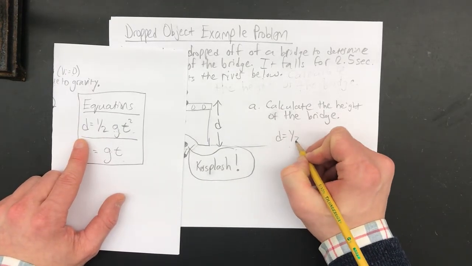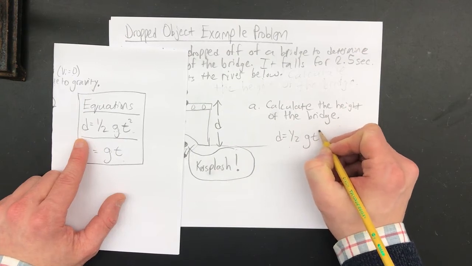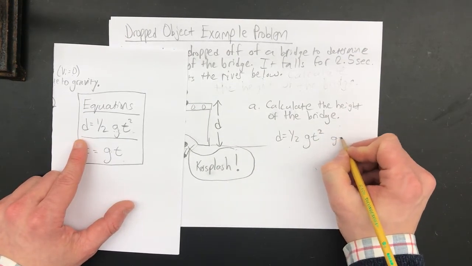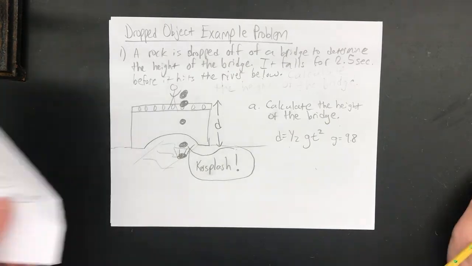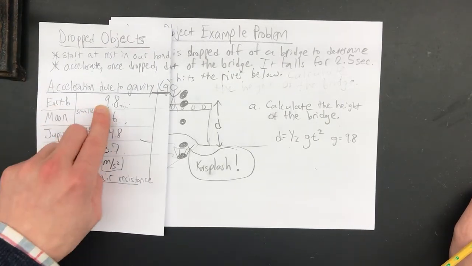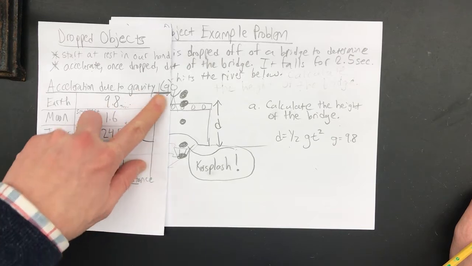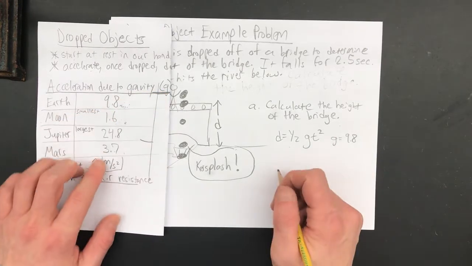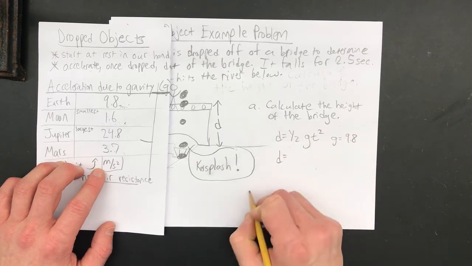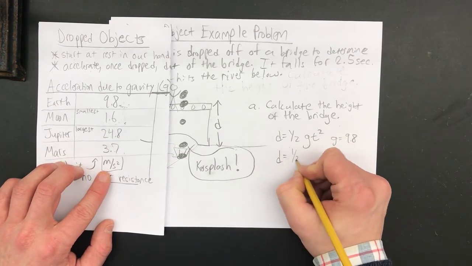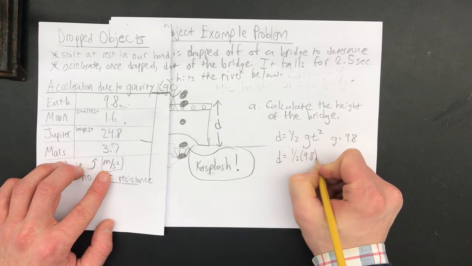So that's our equation. We're going to use d equals a half g t squared. We're going to assume we're on Earth, so g is going to be 9.8. Remember from our chart, Earth has 9.8 for g, okay? And we're going to calculate distance. d equals a half times 9.8 times t squared.